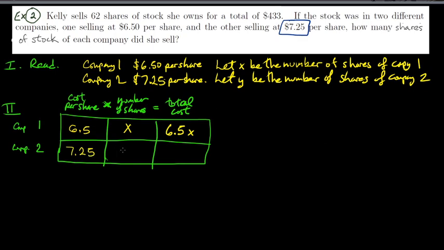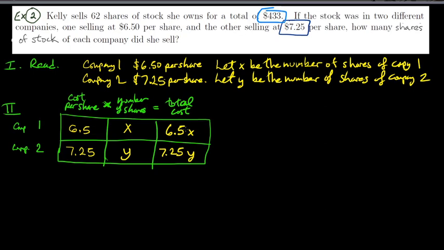Times the number of shares. Again, we don't know what that is, so we're calling that Y. And so the total cost is 7.25 times Y, right? So we already have the number of shares here, right? So this is, number of shares is X, number of shares is Y. Those are what we're looking for. And now we have the total cost, right? The total cost for all the shares for both companies was what? It was $433.